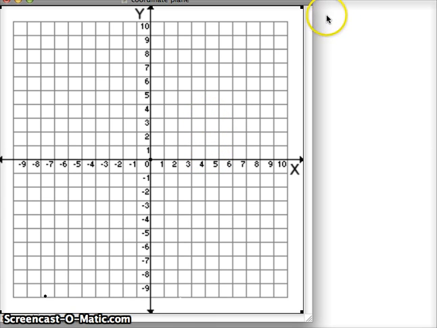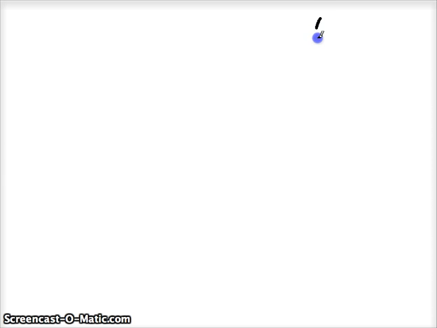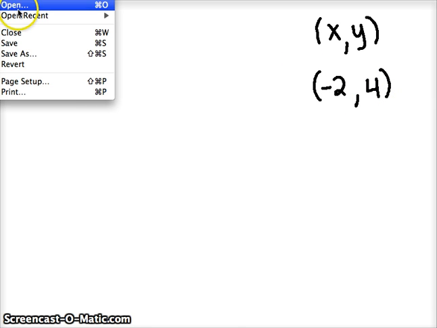Real quick, I'll get rid of the graph for a second here and talk about coordinate pairs. So we always have an x value that lays on the x-axis and a y value that lays on the y-axis. So, for example, if I want to find the location that's at -2, 4, I can get my graph back here.